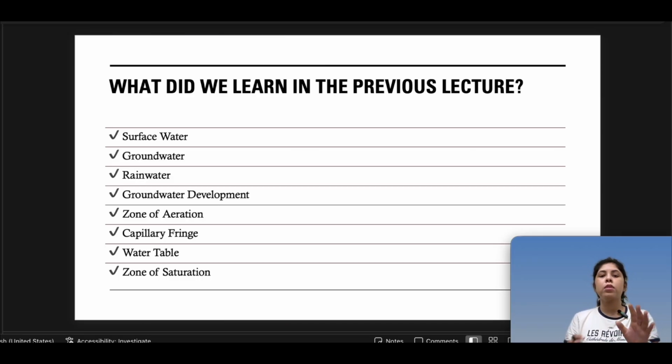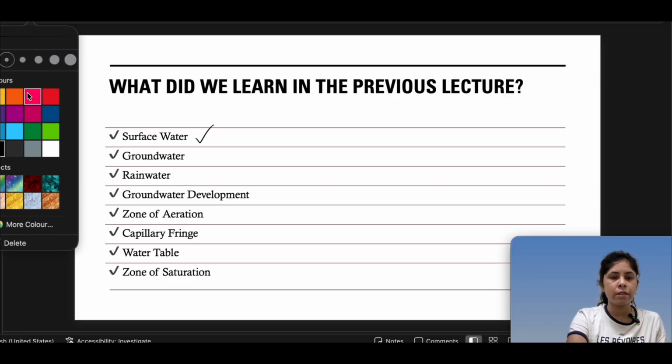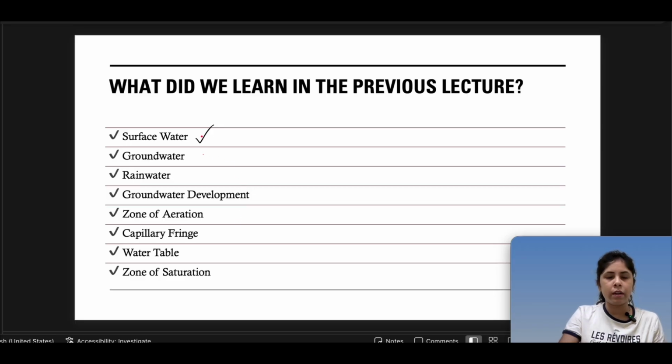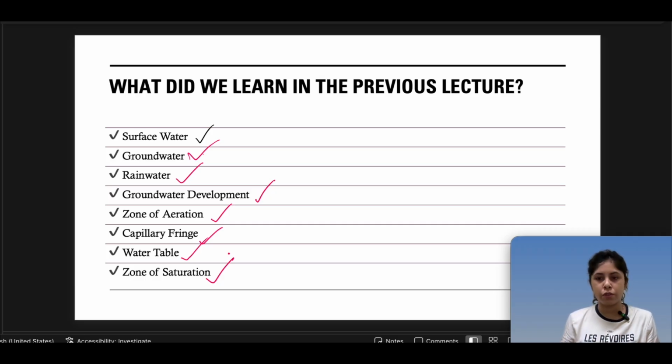So, till now, what did we learn? Till the previous lecture, we have learned what surface water is, and what groundwater is. We have studied rainwater, and then how the groundwater was developed. We have done the zone of aeration, the capillary fringe, the water table, and we have also discussed the zone of saturation. So this is how we worked.